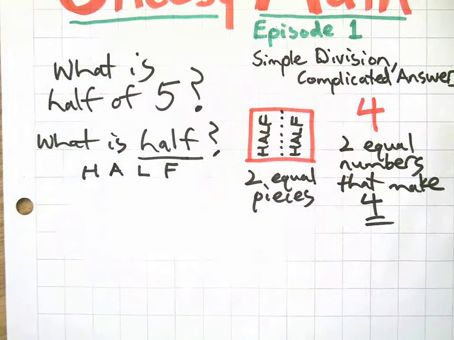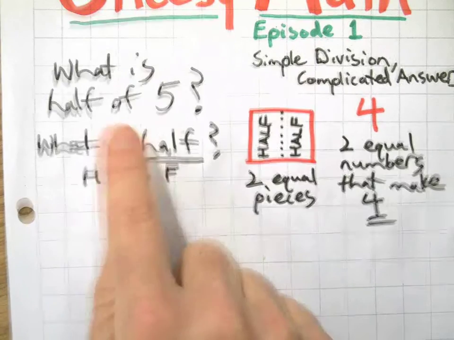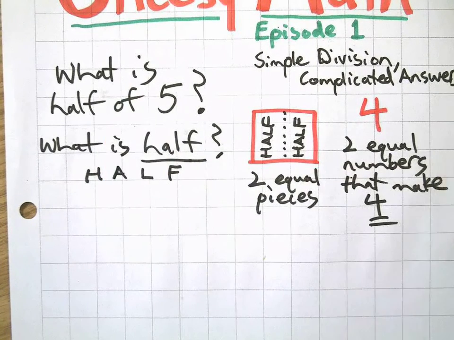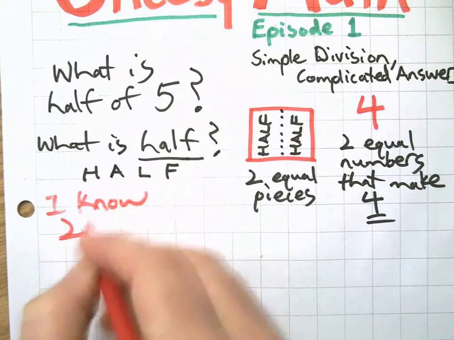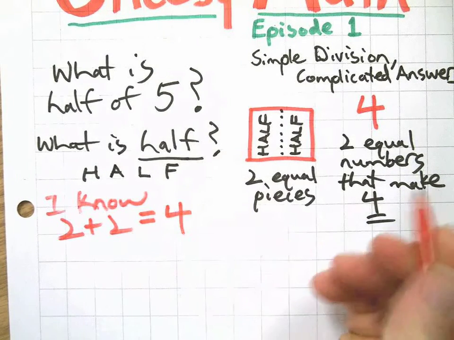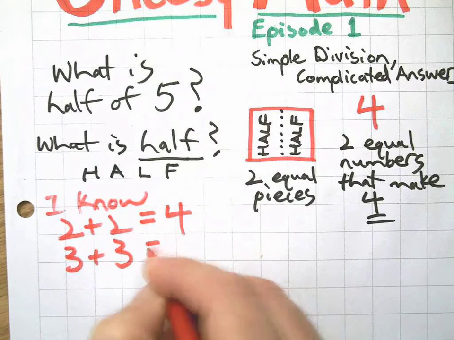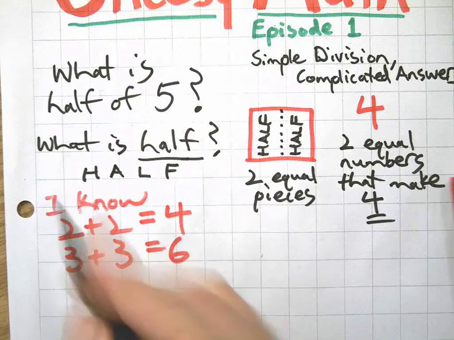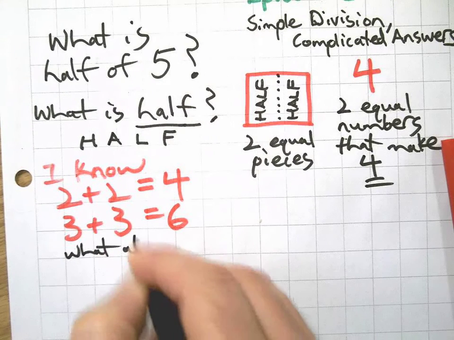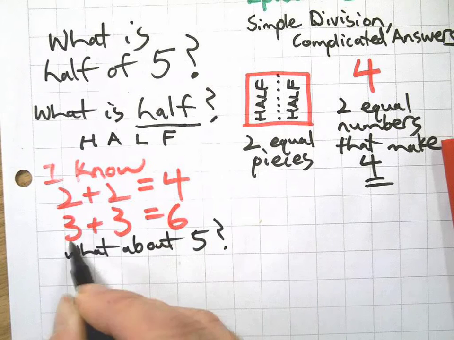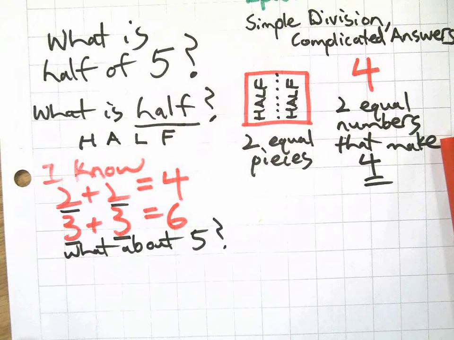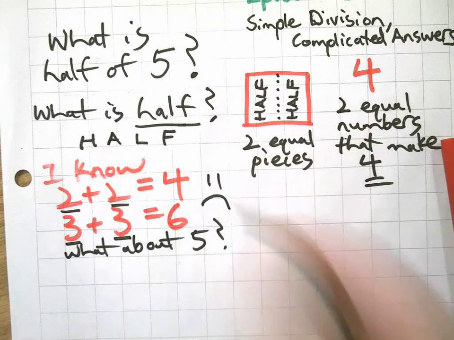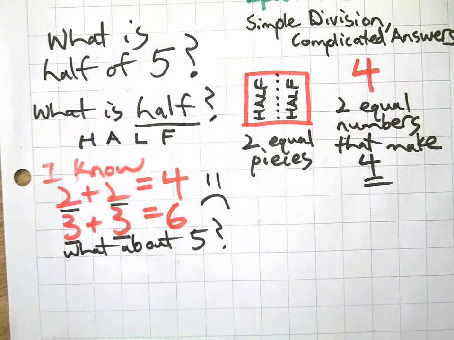But when I have a number, that's a little harder. And that's where our lesson comes in today. What is half of 5? Well, I don't know. I know that 2 and 2 is 4. And I know that 3 and 3 is 6. But what about 5? Right? 3 is half of 6 because there's 2 equal numbers. 2 is half of 4. I'm sad.